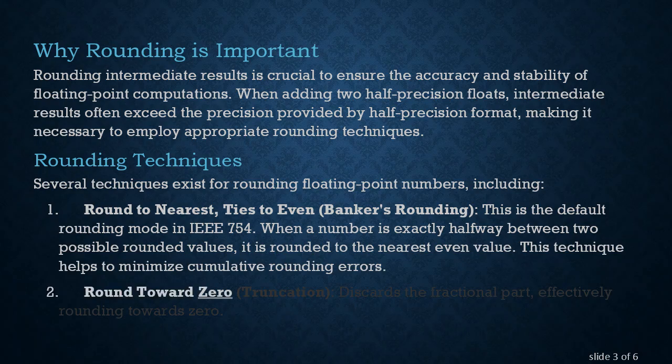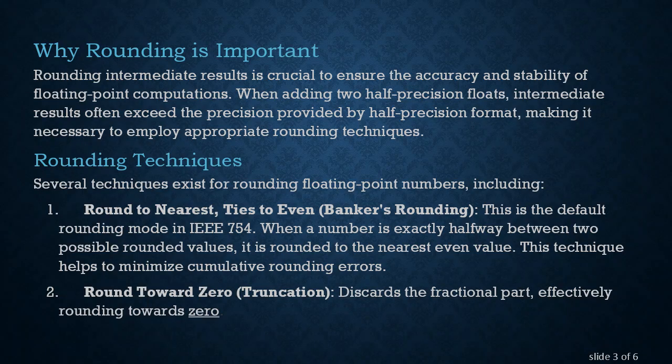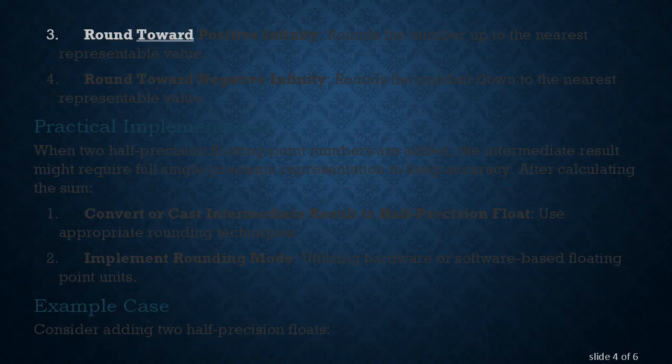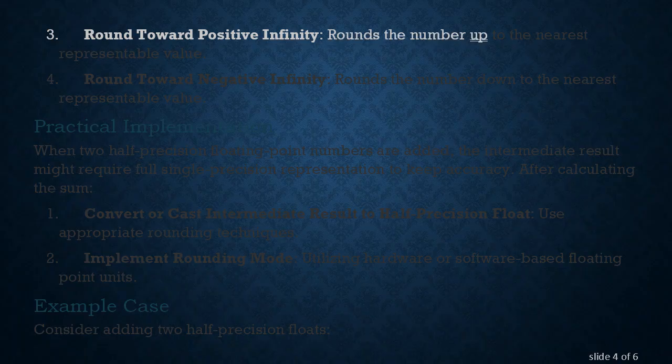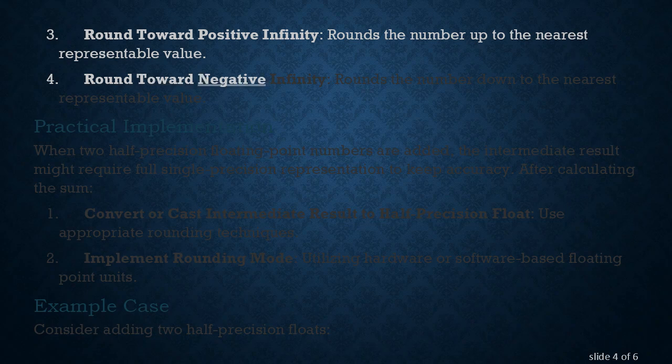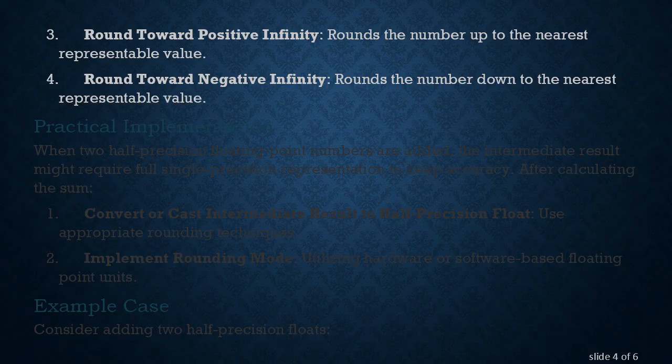Round towards zero, or truncation, discards the fractional part, effectively rounding towards zero. Round toward positive infinity rounds the number up to the nearest representable value. Round toward negative infinity rounds the number down to the nearest representable value.